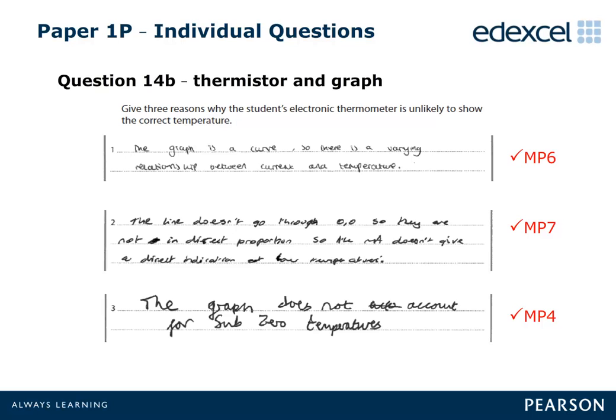Students did find the evaluation of this data difficult, but around 20% of students gained at least 2 of the 3 marks available. Here are some of the better responses.